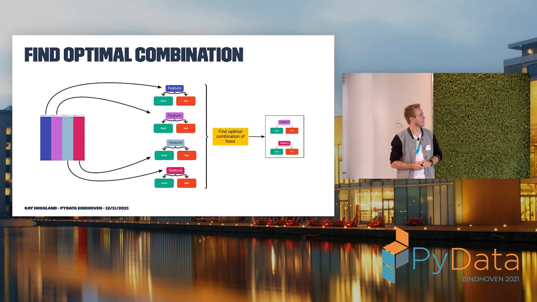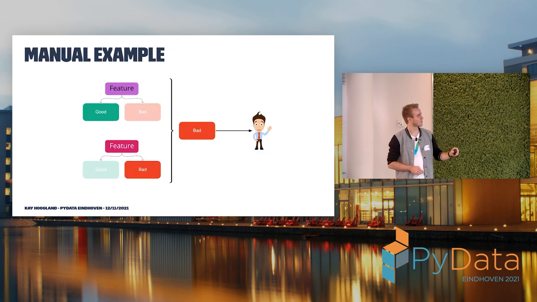Oh, and then, of course, you can combine the trees. So you find an optimal combination of trees, and it turns out that trees 2 and 4 make the best decisions combined. So how does this combined decision making work? Well, you can get a manual example. You can also tune this, of course. For example, you need 2 bads before it's really bad. But for this case, if there's 1 bad, then it's bad, and it should go to the manual process. It should go to Patrick.